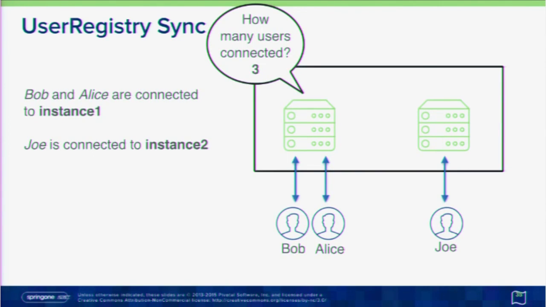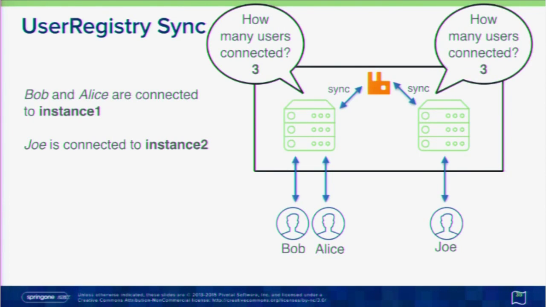So now there's going to be a synchronization. There's going to be a destination used for the synchronization of the user registry. So all these nodes will broadcast the users that are connected. So now, if we ask the first instance how many users there are, that's going to tell us 3. If we ask the second node, that's going to tell us 3 as well. So basically, all of them will have the full picture because there's a synchronization of the user registry.